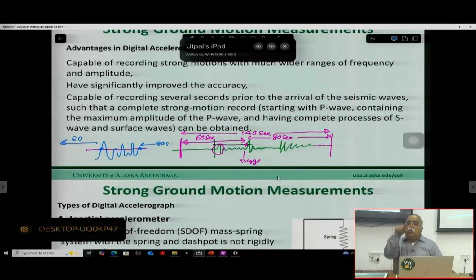Otherwise, you will only get triggered when the S wave comes, so your record will look a little incomplete. Not all the phases will be recorded. So that's the advantage; you can set it on your own. That's the advantage of the digital instruments. Although it gets triggered by the S wave, from the pre-event memory you can also record the P wave values, or the P wave arrival time. That's your advantage of the digital strong motion part.